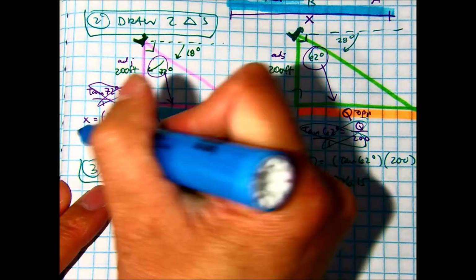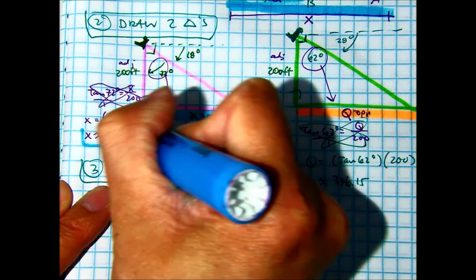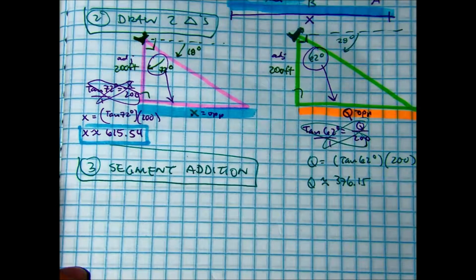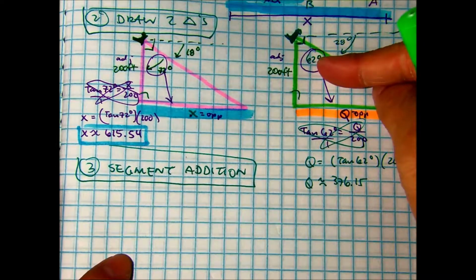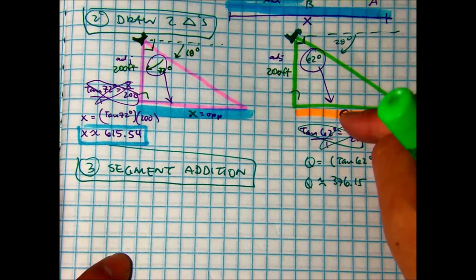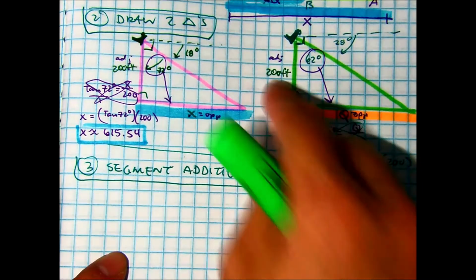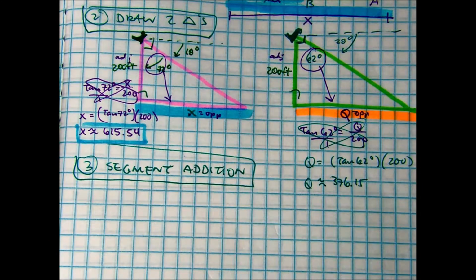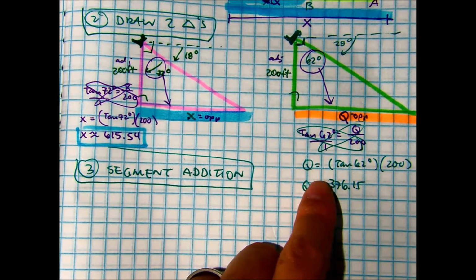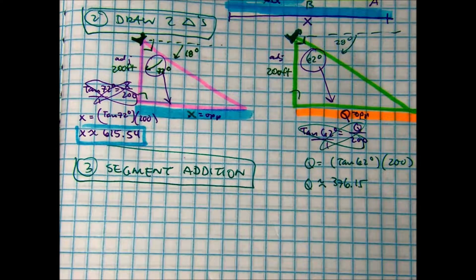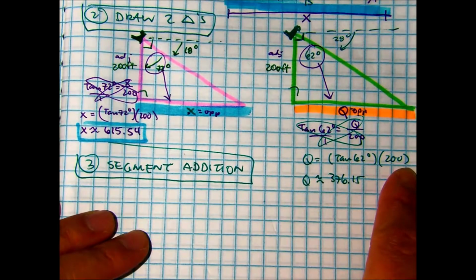From this angle, you have 62 degrees. Justin. You have opposite over the adjacent, so you have tangent of 62 equals q over 200. Cross multiply. The reason why you're not taking the inverse is because you're not finding an angle. So calculator ready equation, tangent of 62 times 200, and if you put that in, you'll get 376.15.